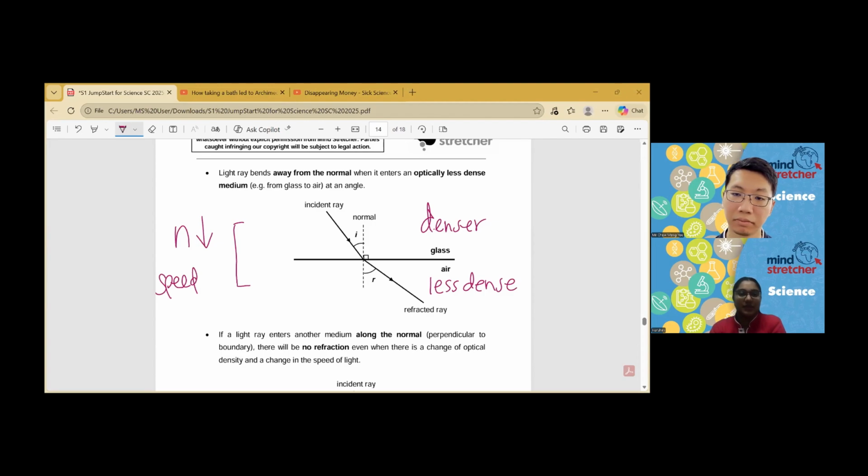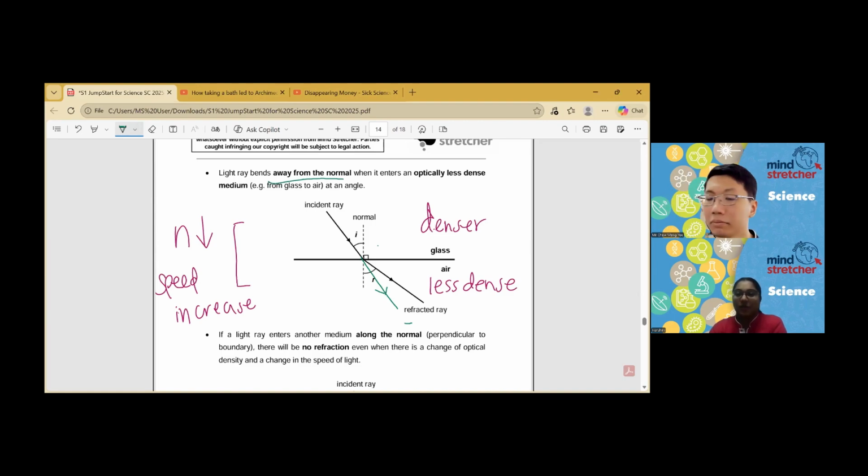So as a result, the speed will increase. When your speed increases, what is going to happen to your light? Firstly, let's draw the original ray. If the light continued passing through without bending, the green one will be the original one. Speed increases, yes, correct. So if the speed is going to increase, the light ray is going to bend away from the normal. You can see that it's moving away from the normal.